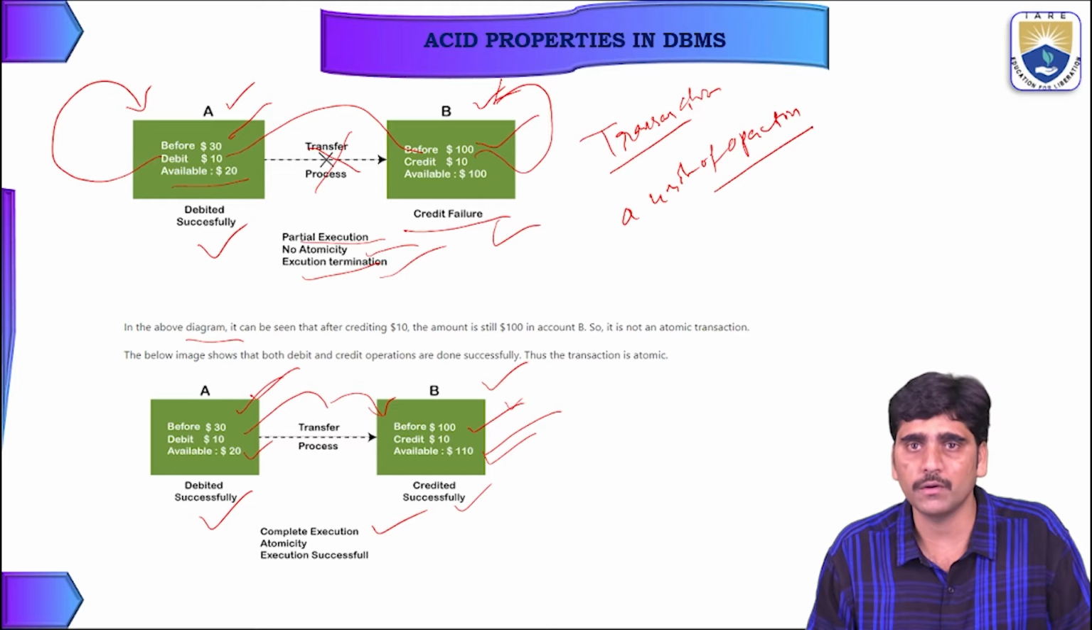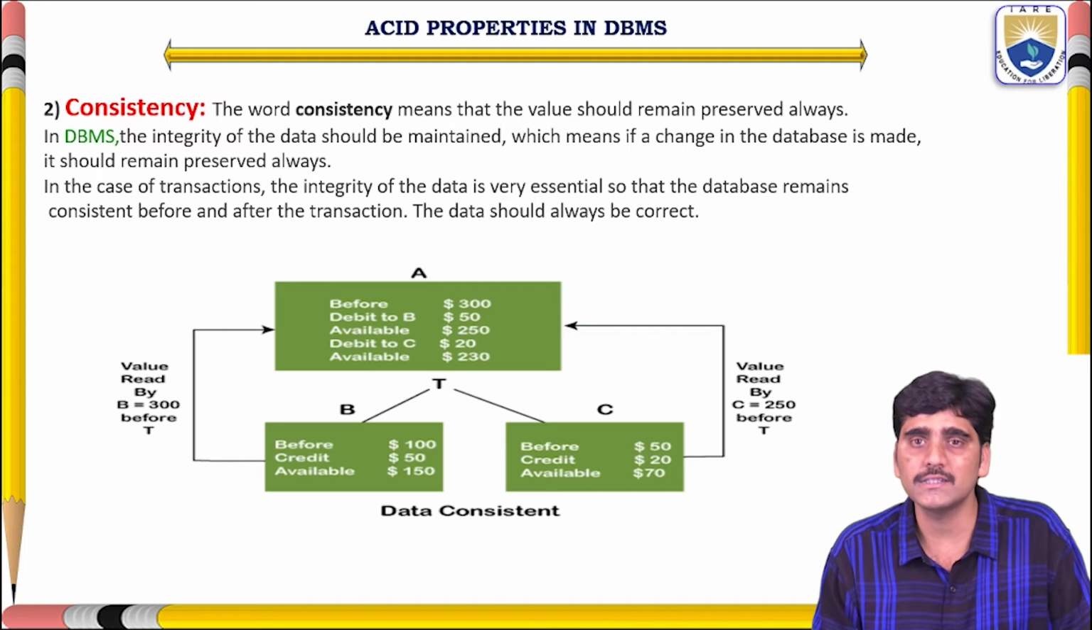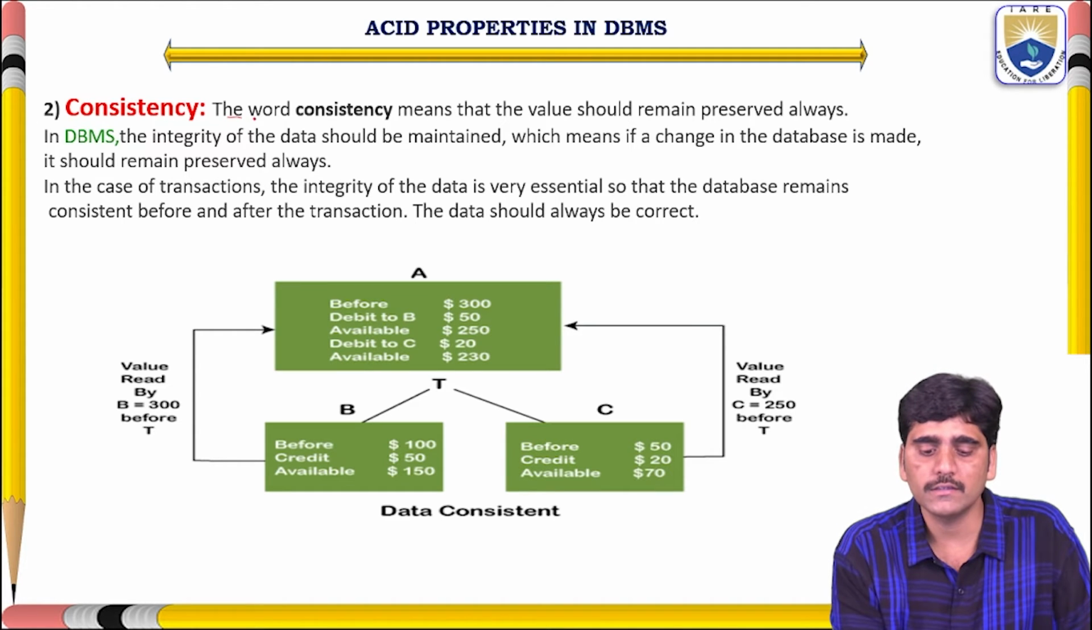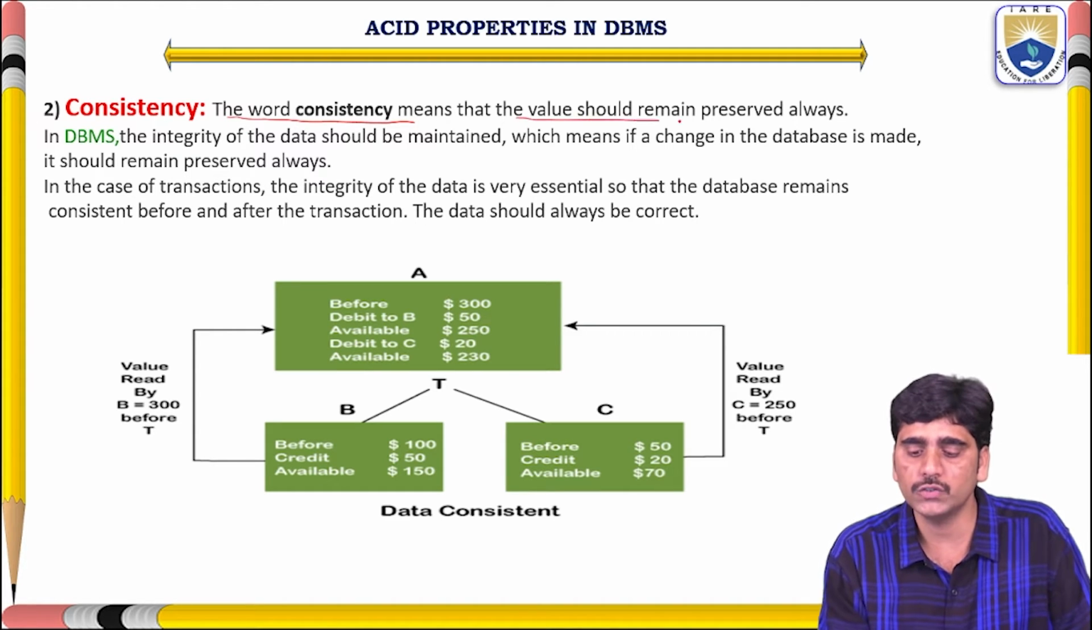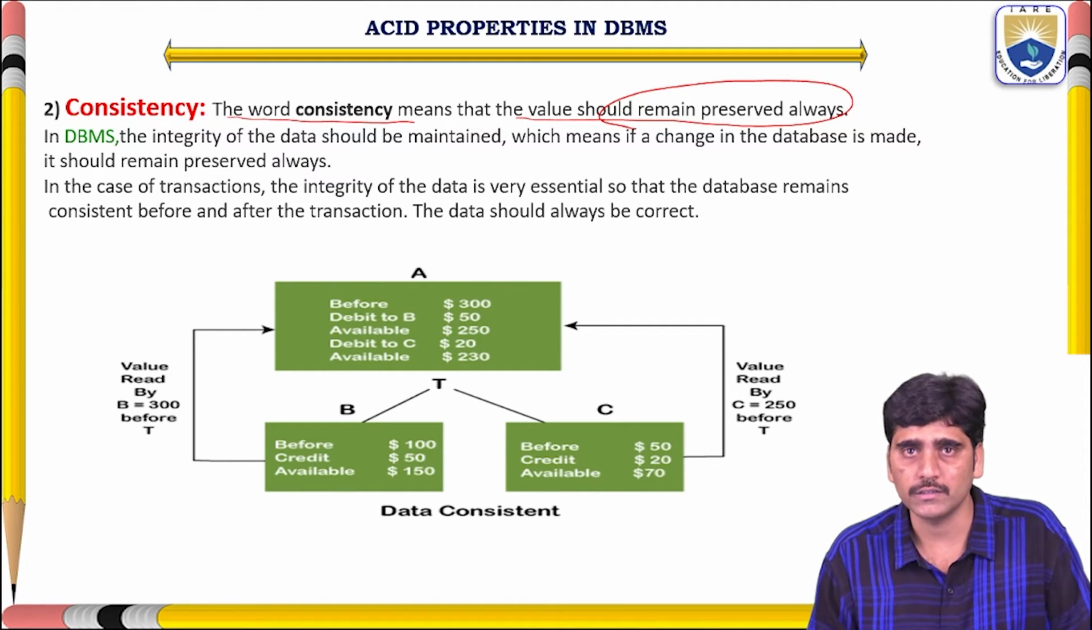Right? So this is the first property in the ACID properties of transactional operations. And the next one is what? Consistency. The word consistency means that the value should always remain preserved. That means the integrity of the data should be maintained. In the atomicity property, you remember the data should be unique, but in the consistency property, you remember the data should have integrity. Integrity is nothing but transparency, or you can say it is a complete uniqueness property.